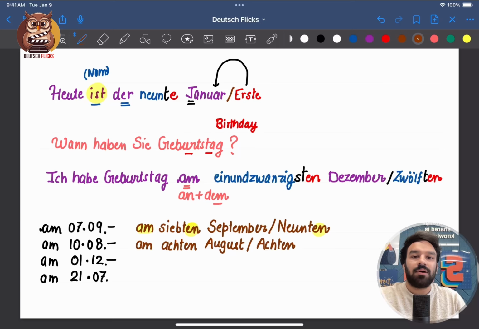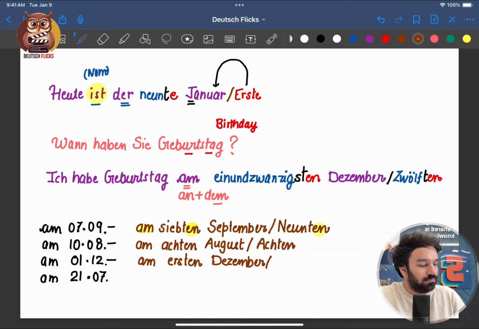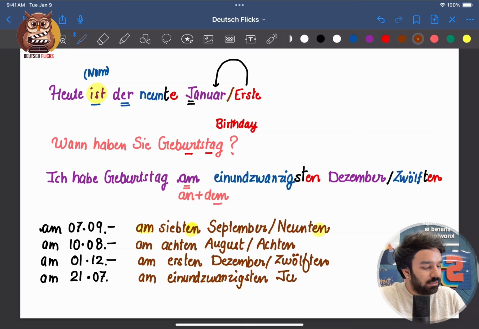Then we have 1st of December. Am Ersten, which is an exception, 12. oder Dezember. And then 21st of July. So am 21. Juli oder siebten.